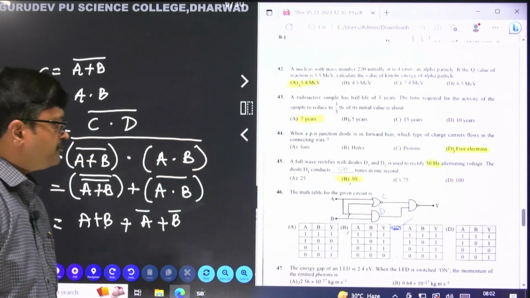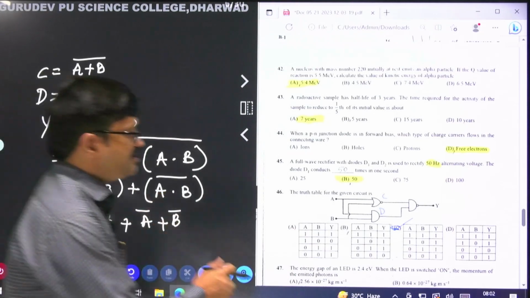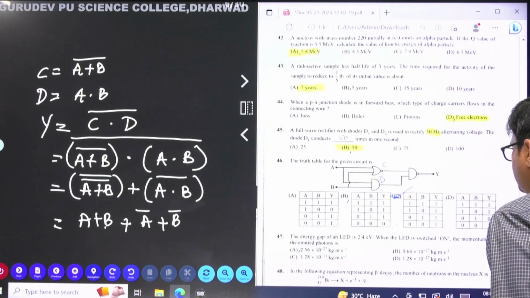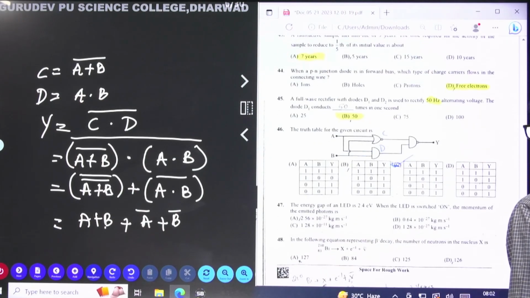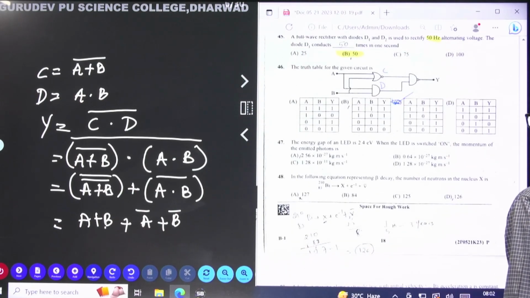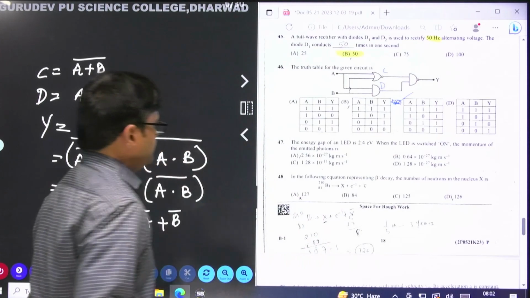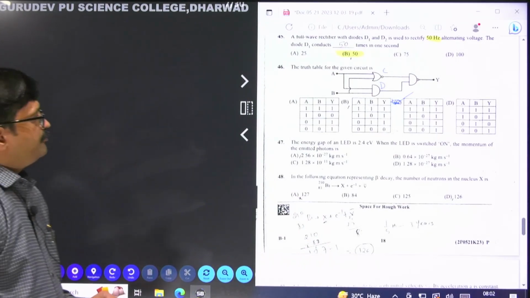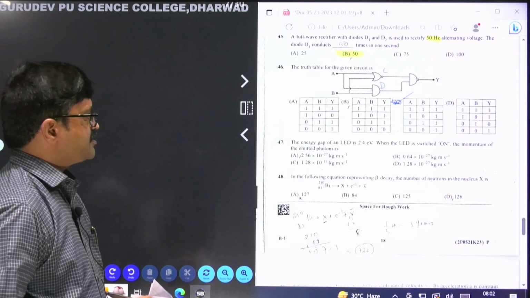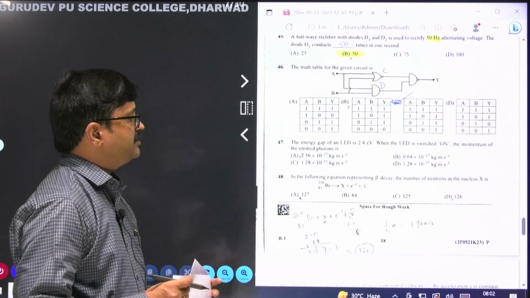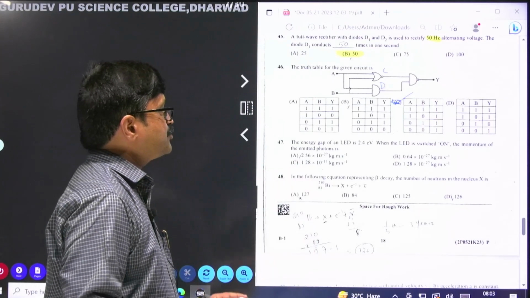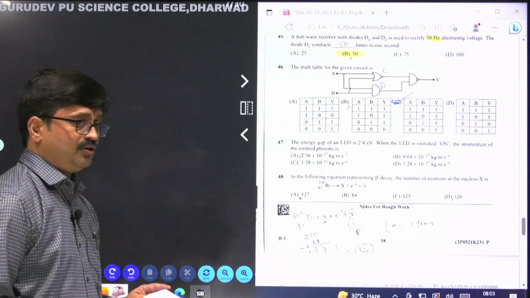Okay, fine. So this was the 46th question. Now let me go to the 47th question, my dear friends. Question number 47: the energy gap of an LED is 2.4 electron volt. When the LED is switched on, the momentum of emitted photons is.